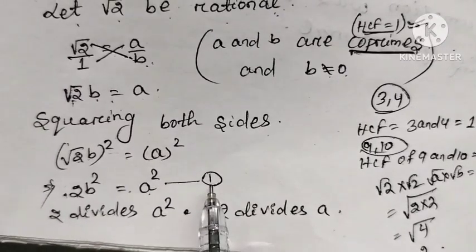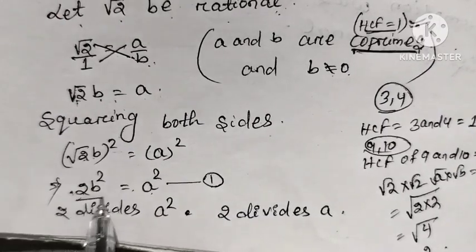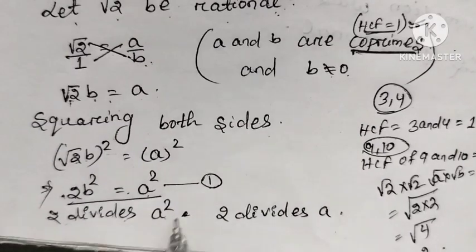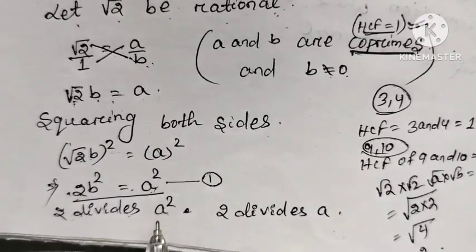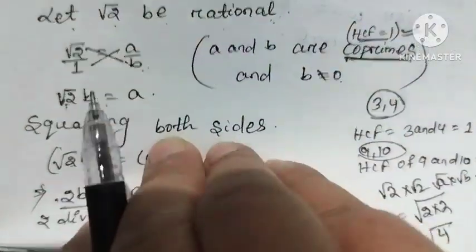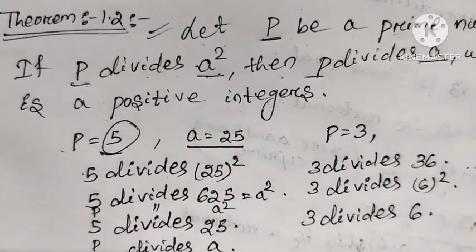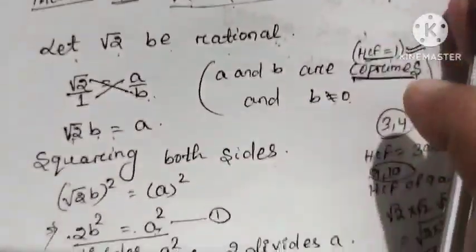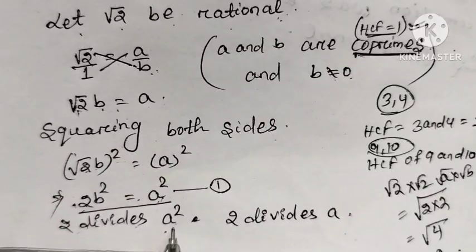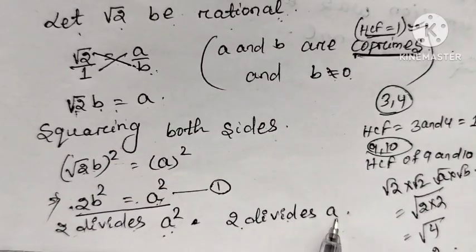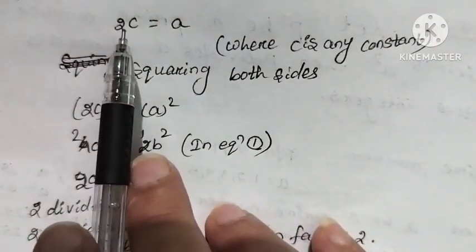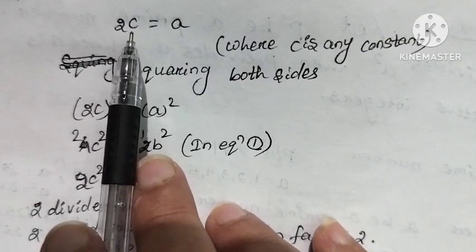This is equation 1. In this form, what do you see? 2 divides a square. Yes or no? 2 divides which square? A square. In theorem 1.2, p divides a square, then p divides a. Same thing, 2 divides a square means 2 divides a. Before, if 2 divides a square, then 2 divides a. In the theorem I have proved it.